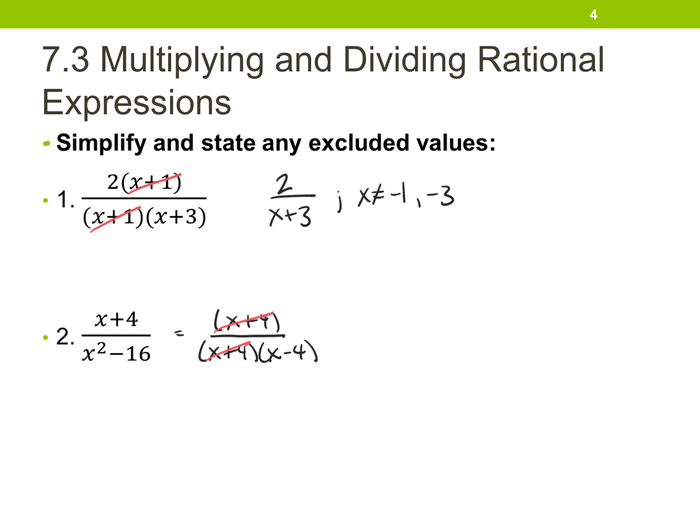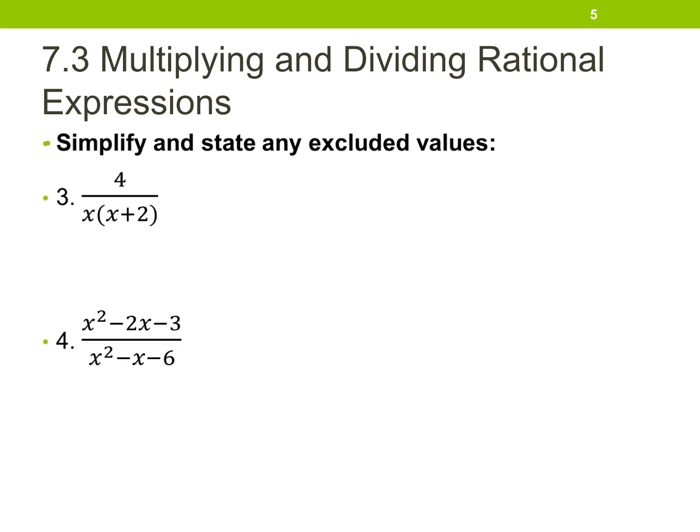Okay. The second one, you need to factor the denominator. And then remember, since the x plus 4 cancels and you have nothing left on top, you've got to put a 1 up here as a placeholder. And that gives you 1 over x minus 4. And then the excluded values are x cannot equal 4 or negative 4 based on these two denominators. Okay? All right, so let's move on here to the next one. Again, pause the video and see if you can simplify both 3 and 4 and state any excluded values.